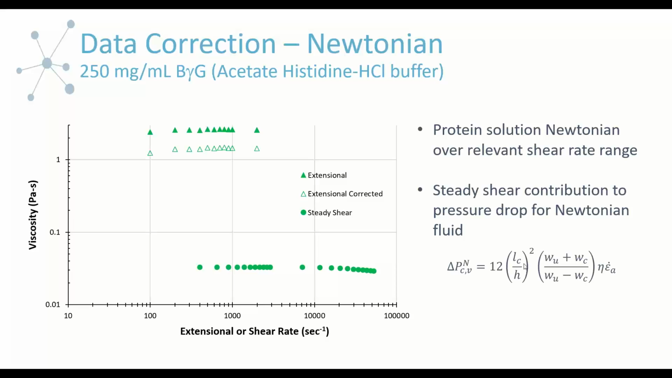So don't worry too much about the equation. I just wanted to point out that it's basically related to the geometry parameters: the length of the contraction, channel depth, and the channel width, both in the uniform region of the channel and then in the narrowest portion. Then there is the Newtonian viscosity of the fluid and the extensional rate. So this is very easy to implement in something like Excel or another spreadsheet program. And we can see the relative magnitude of shift that you might expect when you correct for the steady shear contribution. So we do see the corrected data drop a bit.